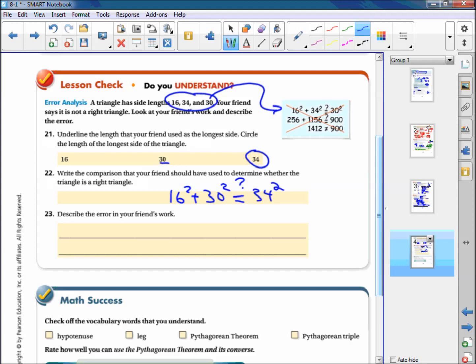And then describe the error in your friend's work. My friend did not use the longest side of the triangle correctly.